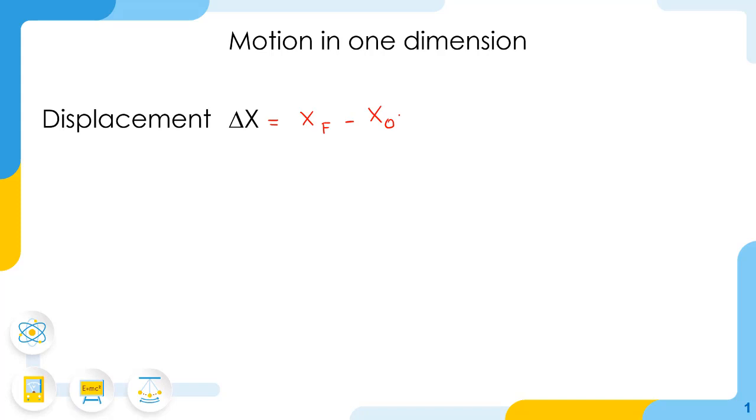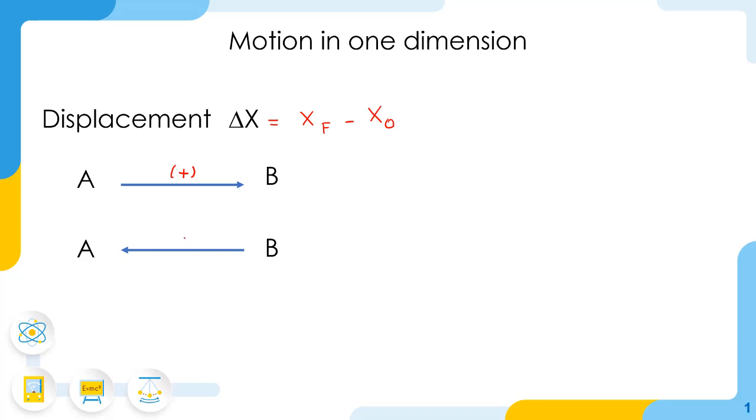So for instance, if we have an object moving from point A to point B, we are measuring the displacement. This way we can say that the displacement is positive. But if the same object moves back from point B to point A, the displacement is now negative.